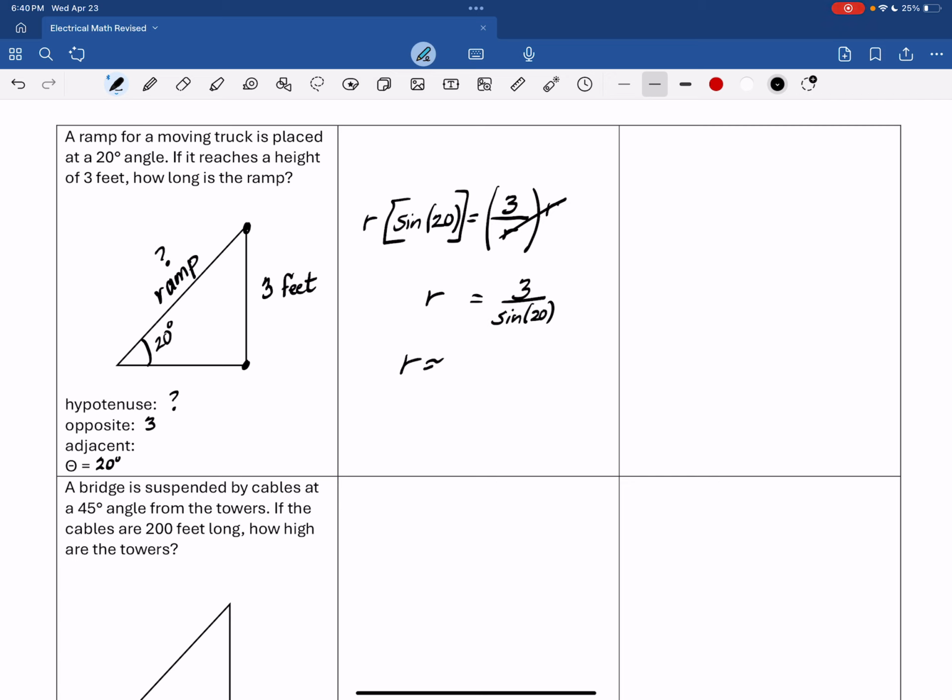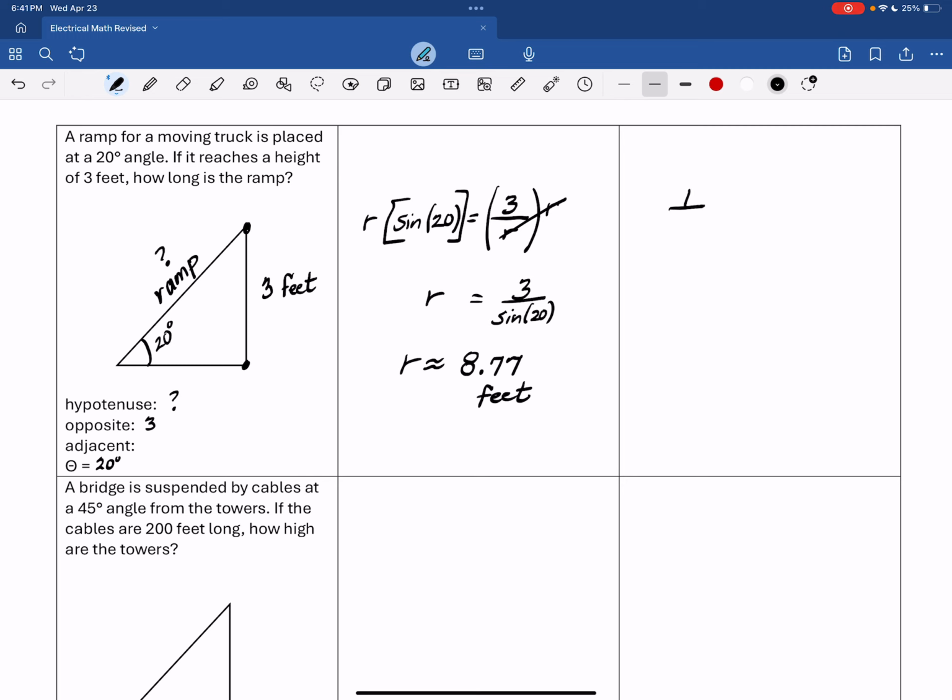I wouldn't expect anything huge here because we're talking about a ramp. We're also talking about 3 feet tall off the ground, so it's not going to be anything huge. The ramp is about 8.77 feet, and that is definitely logical.